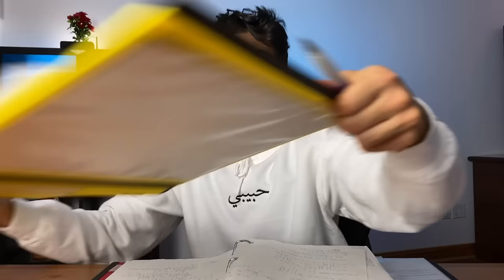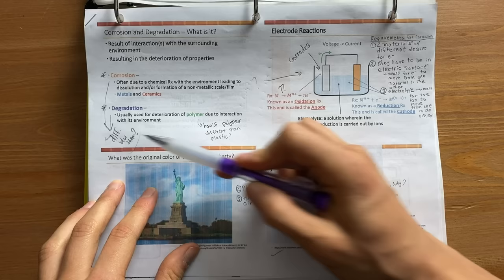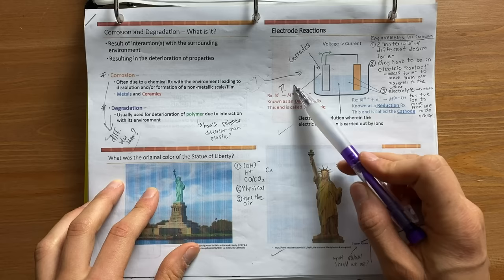Here in this lecture, some of the questions I ask myself are, what's corrosion and degradation? How are they different? This diagram right here, what exactly does this mean? These equations, what do they mean? And what do they represent? So again, this step is all about coming up with questions and realizing and understanding what I don't know.